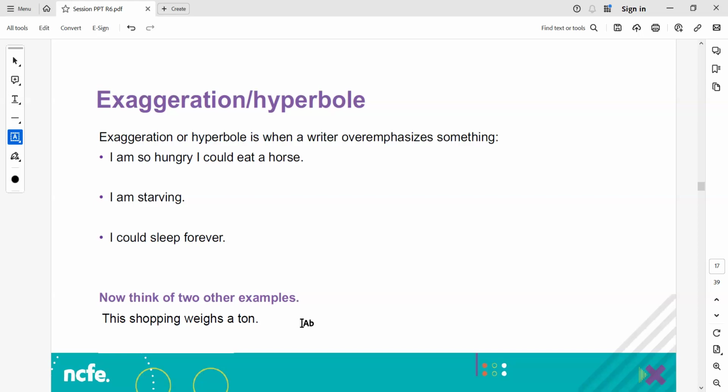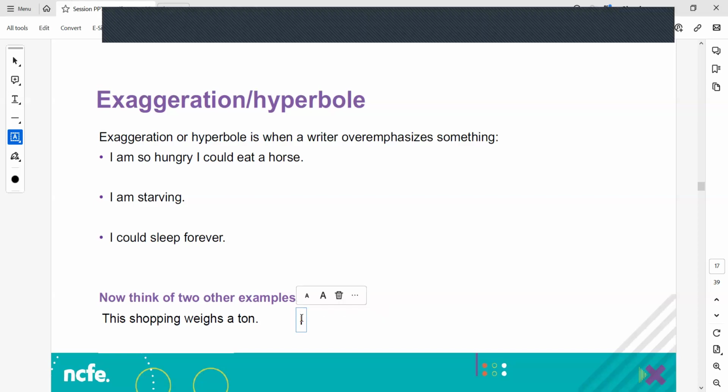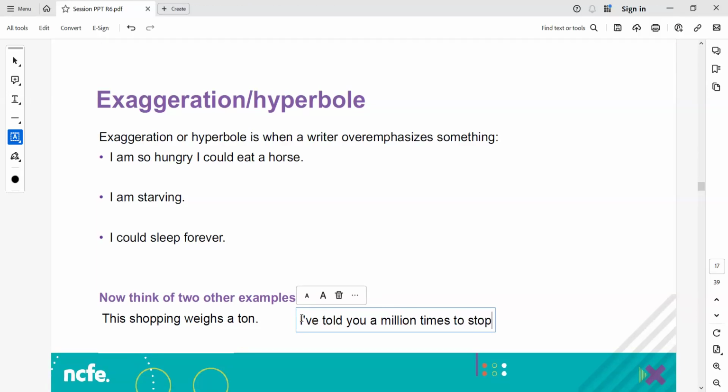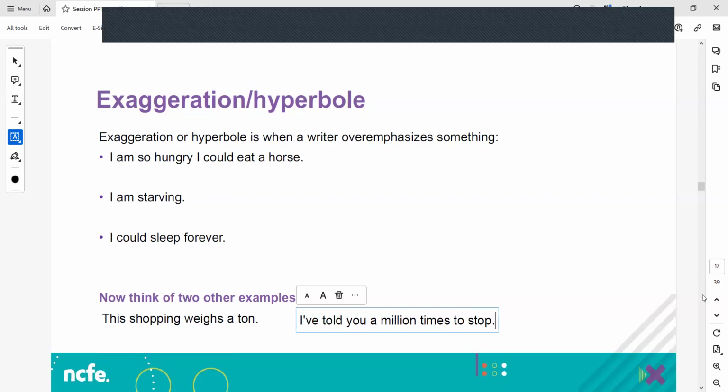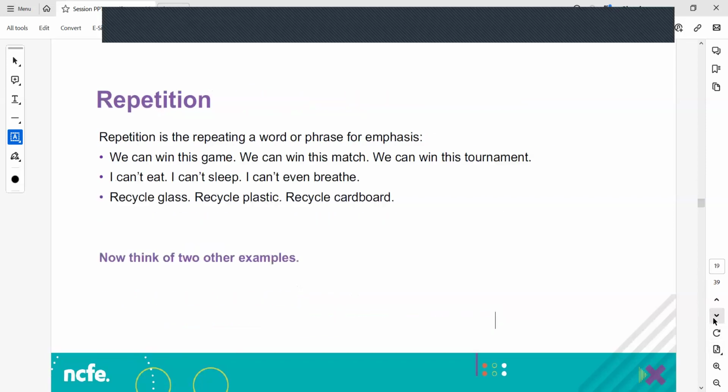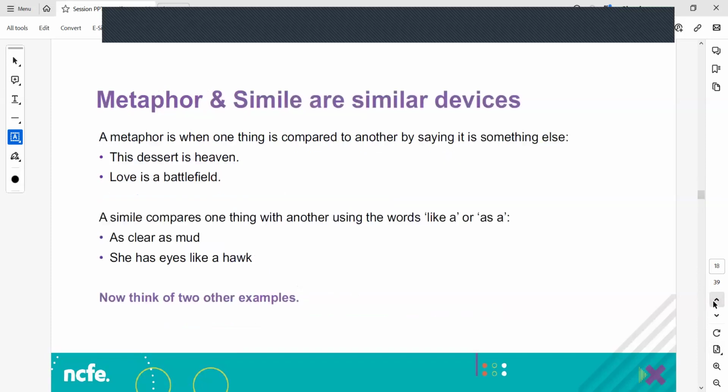I got one here. Okay, I have told you a million times to stop. Excellent. So I've told you a million times to stop. Good. Okay, well done. So repetition. Any questions about hyperbole, exaggeration?